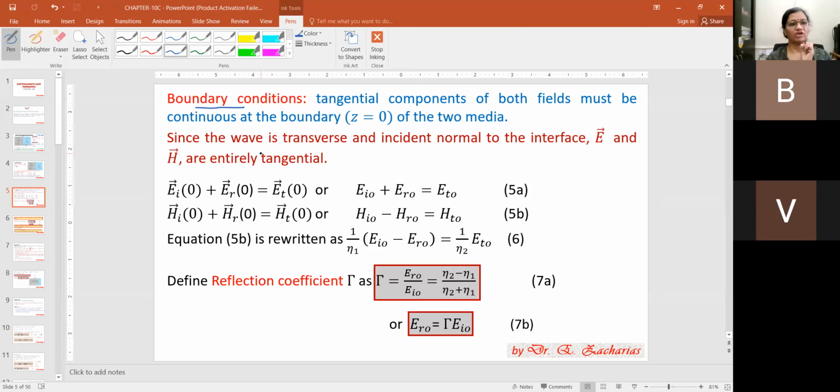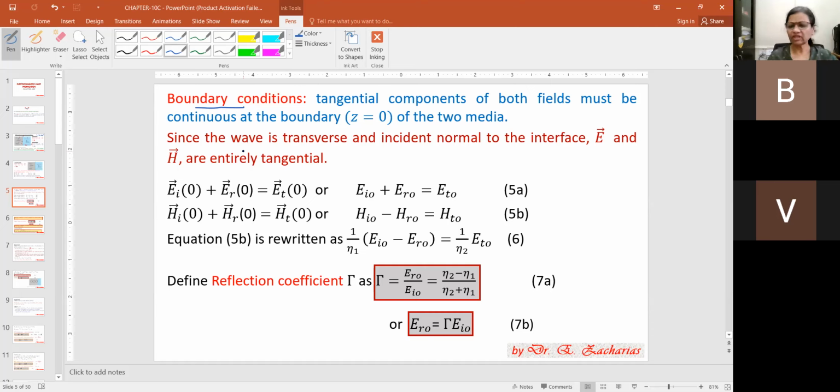In case you don't remember where you studied this, you studied this in chapter number 9, and also in chapters 3 and 5. Please remember that here we are talking of the tangential components of E and H, which automatically means that B and D will not be continuous. The tangential components of B and D will not be continuous. We are now talking of fields. So close your eyes and say that the tangential components of the fields have to be continuous at the boundary.